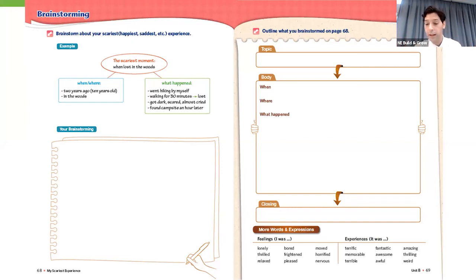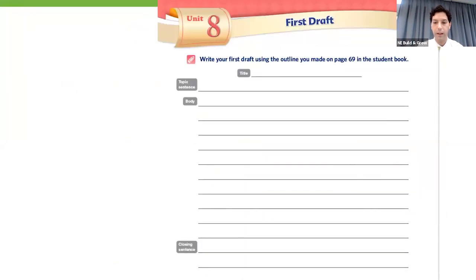And underneath, we've got some feelings and experiences and some vocabulary that they can use to make their essay more interesting or to increase the level of vocabulary, right? And then finally, we've gotten to our draft page where we're going to write it, okay? All of the things that we've done so far have led up to this first draft, okay?